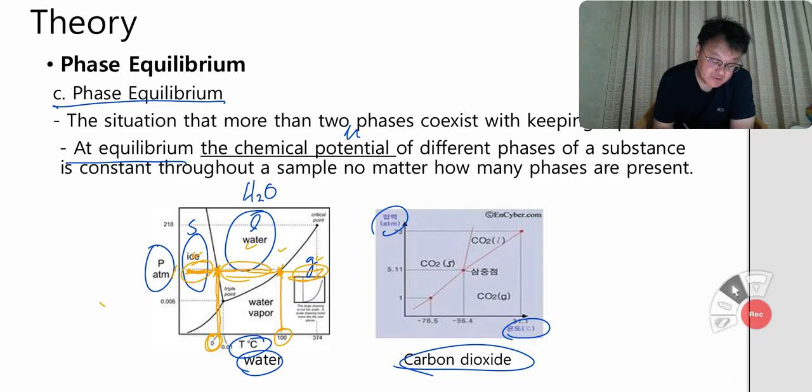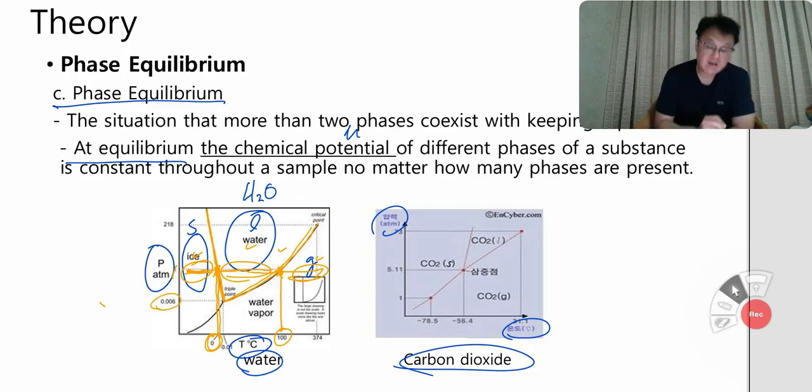At any point on this boundary, any pressure-temperature point on this boundary, you have the equilibrium between solid and liquid, okay? So on any point on this boundary, you have the equilibrium between solid and liquid. And on this boundary, the equilibrium between liquid and gas, so the chemical potentials of liquid and gas are the same here.